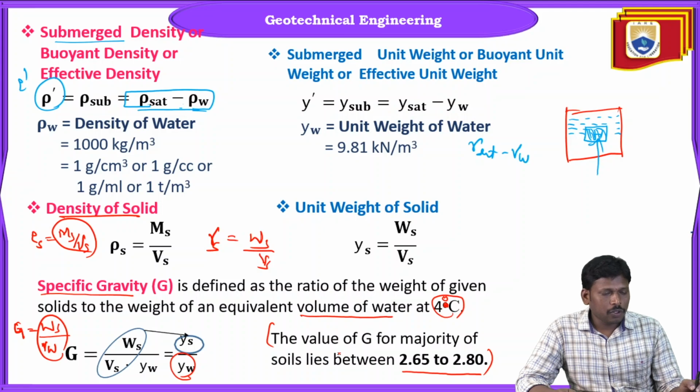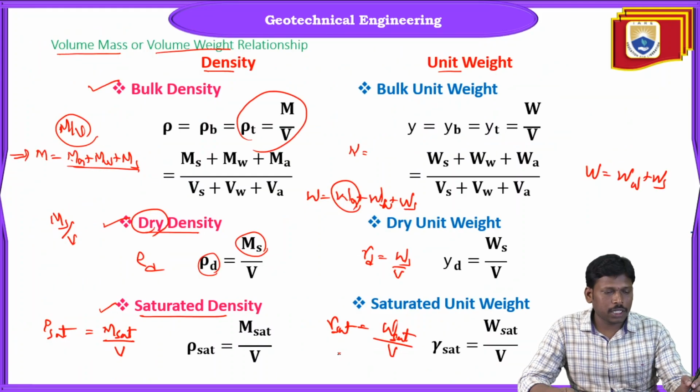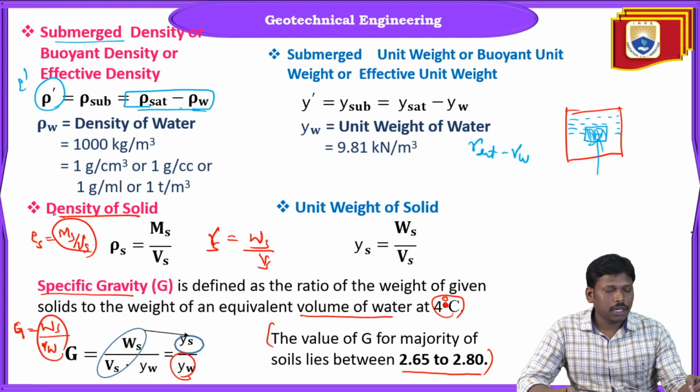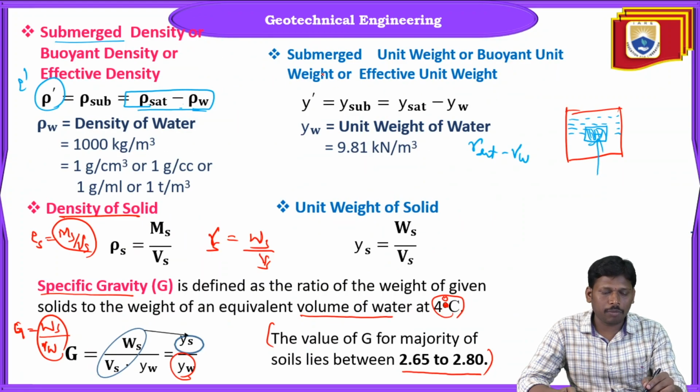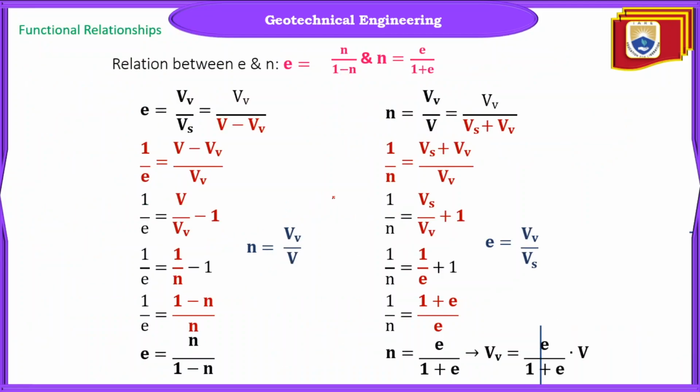So these are the various densities as we discussed: bulk density, dry density, saturated density, submerged density, density of solids, as well as the specific gravity. These densities in terms of weight are bulk unit weight, dry unit weight, saturated unit weight, submerged unit weight and unit weight of the solids. Okay, so again, there is a functional relationship between e and n. As we discussed, e is nothing but void ratio, and this is volume of voids to volume of soils.